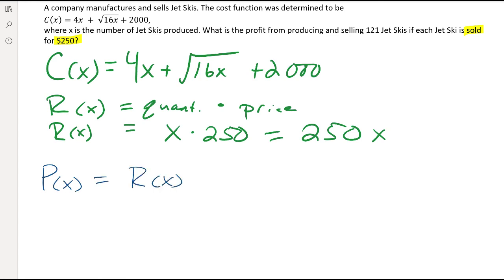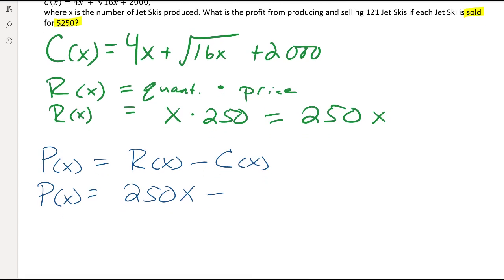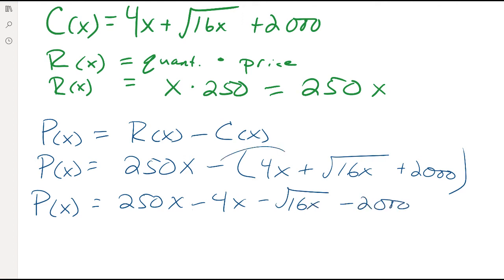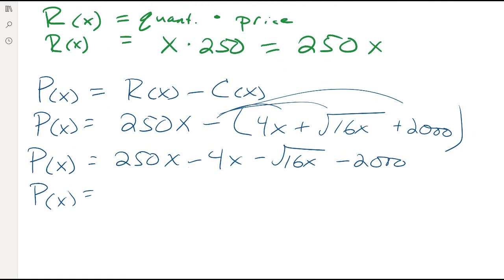Profit function, revenues minus costs. And put your costs in parentheses. So here we go. It's 250x minus our cost function in parentheses, which is 4x plus the square root of 16x plus 2,000. Okay. Just like before, I'm going to distribute my negative. So we got 250x. Distribute your negative. You get a negative 4x minus the square root of 16x minus 2,000. Okay, all I did was distribute my negative to all three terms. And then let's combine like terms. So our profit function will be 250x minus 4x, that's 246x minus the square root of 16x minus 2,000.